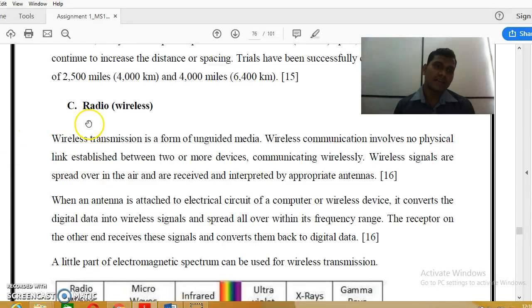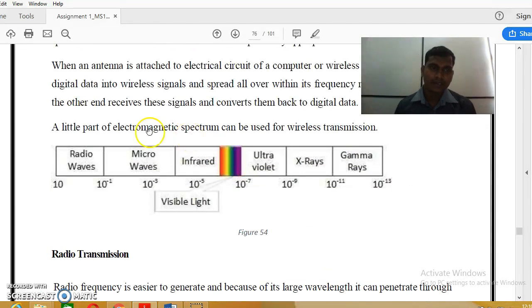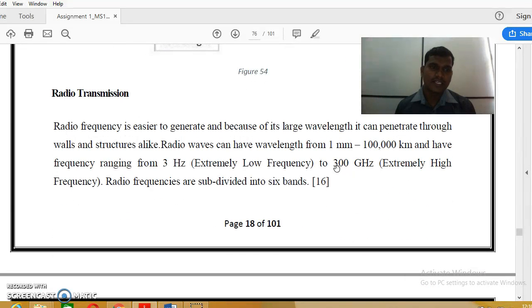The next one is radio, wireless. Wireless transmission is a form of unguided media. Wireless communication involves no physical link established between two or more devices. These are some wireless media: radio wave, microwave, infrared, ultraviolet, X-ray. Radio frequency is easier to generate, and because of its larger wavelength, can penetrate through walls and structures. Radio waves can have a wavelength in this range.